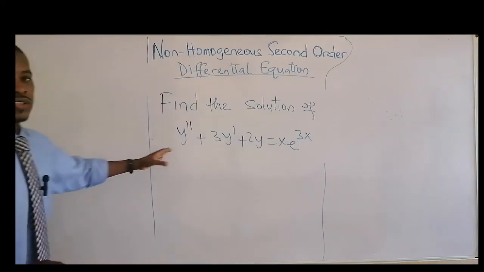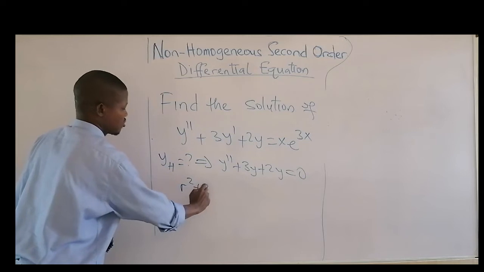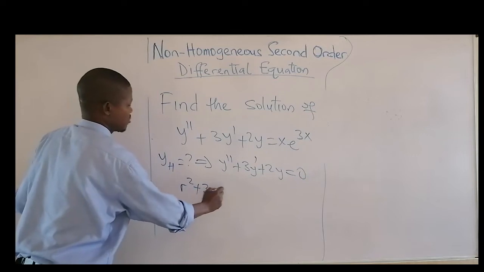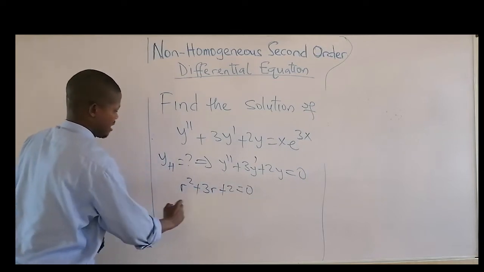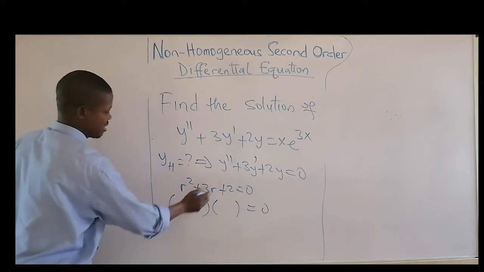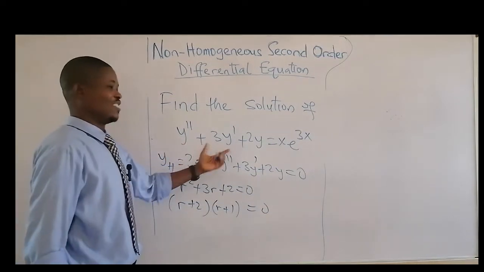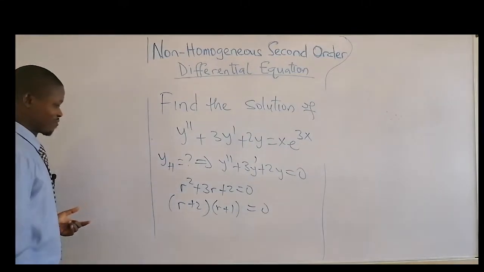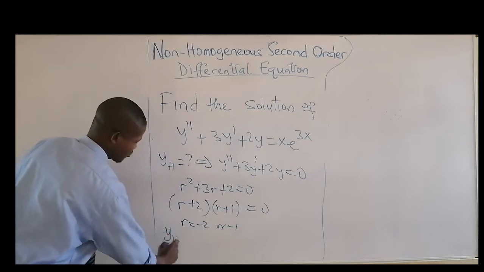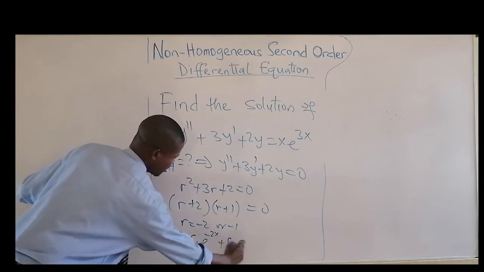Okay, this is another question we have here. Then the auxiliary equation will be r squared plus 3r plus 2 equals 0, from the second differential. Then you can factorize this, and you have plus 2 and plus 1. I think this homogeneous part is also part of the previous question. So in this case, r is minus 2 or minus 1. So the homogeneous part will be equal to C1 e^(-2x) plus C2 e^(-x).